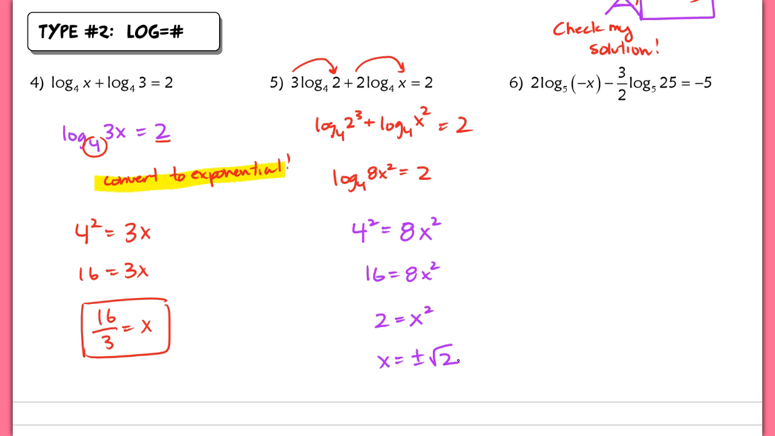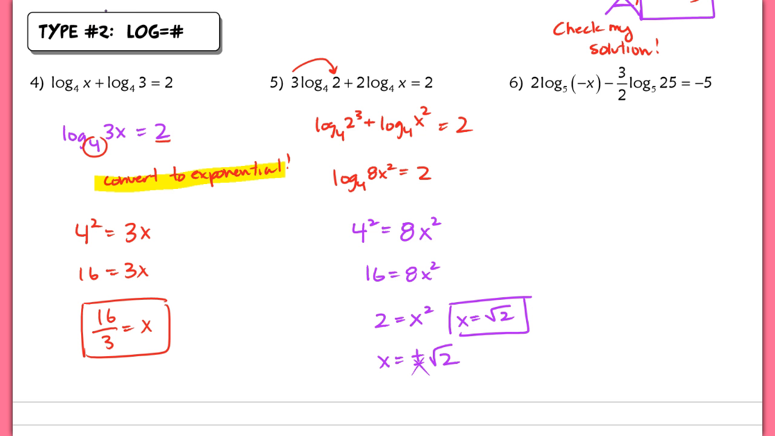Now I want to check my solution to make sure that I don't end up with a negative argument if I plug something back in. And if I plug in negative root 2 back in for x, I do end up with a negative argument here in the original. So my only solution here, I'm going to cross off that negative here, it should be x equals root 2.